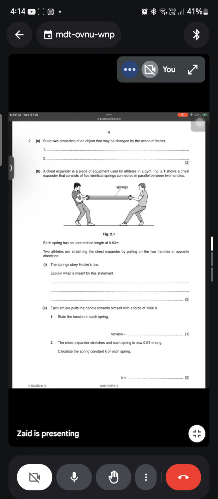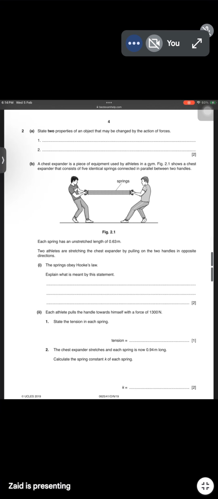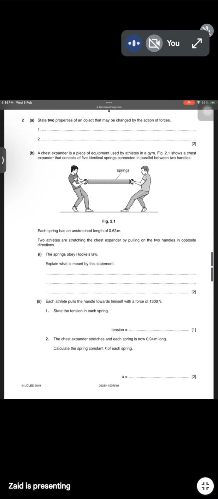Its shape, speed. Shape can change, speed can change, direction can change.